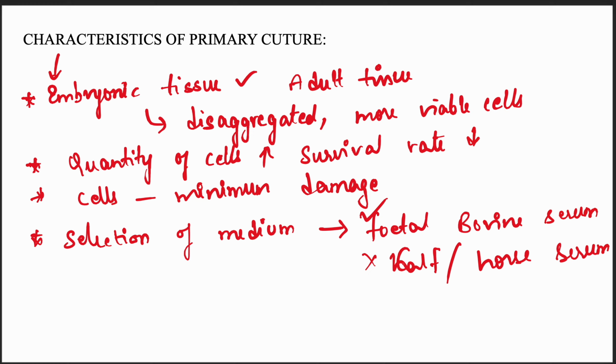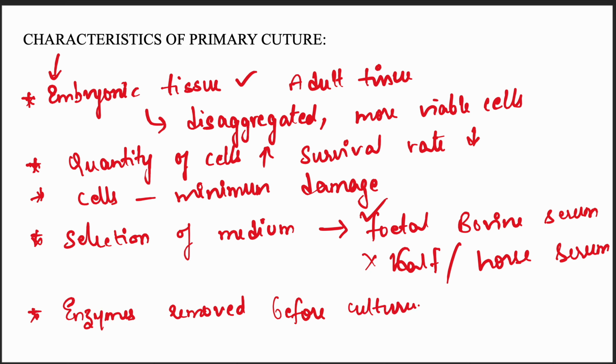Next, for the breakdown of the cells from tissue, some enzymes are used. So before primary culture, these enzymes should be removed completely from the cells and then the primary culture is to be done. So enzymes should be removed before culturing. Okay. So these are the characteristics we have to keep in mind while doing primary culture.